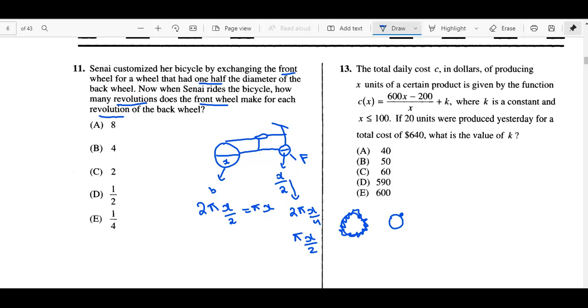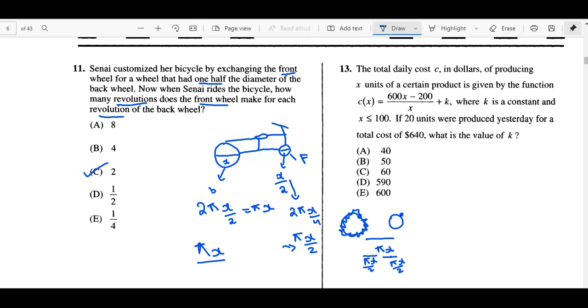Now I need to find how many revolutions the front wheel makes for each revolution of the back wheel. After one revolution of the back wheel, the circumference is pi x, so we will cover pi x distance, right? But in this case, we will cover pi x by 2 till here. To get till here, it is going to cover another pi x by 2, which basically means 2 revolutions, which means that C is going to be the answer. Are you clear with this part?